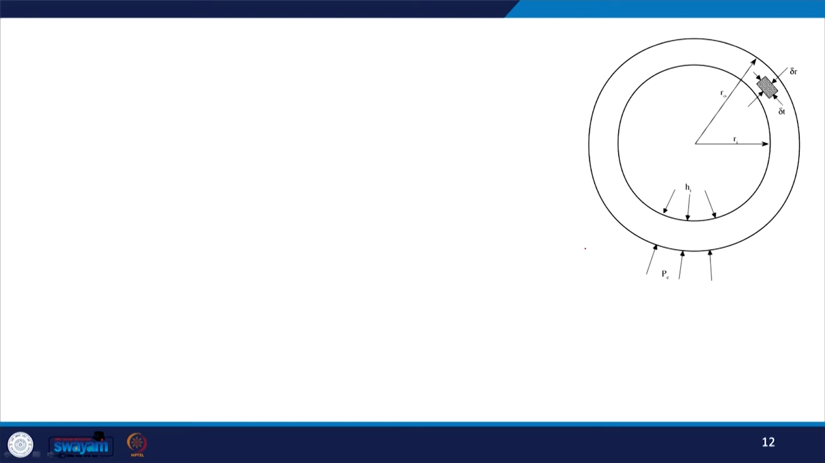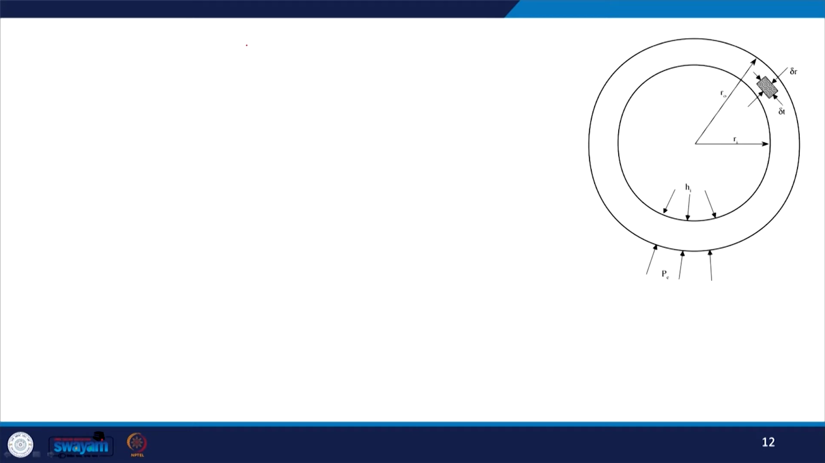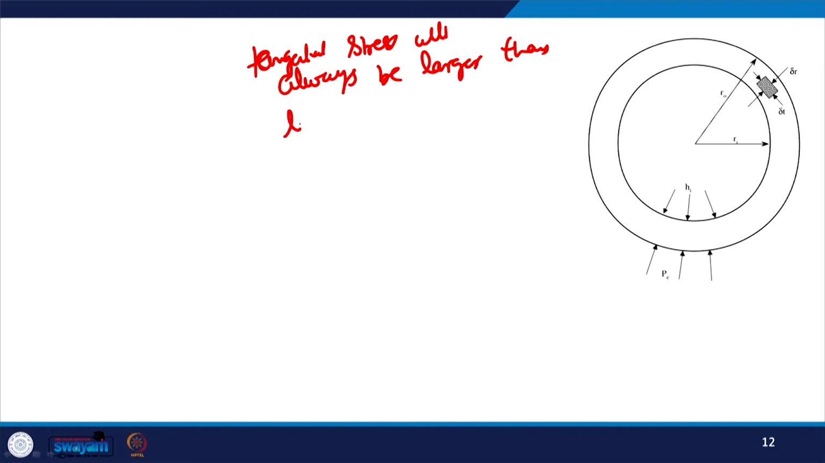Now in equation number 4, which we discussed in this particular slide, the numerator will always exceed that of equation number 5. That is, the tangential stress will always be larger than the radial stress.